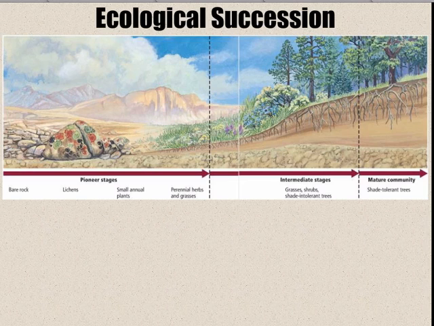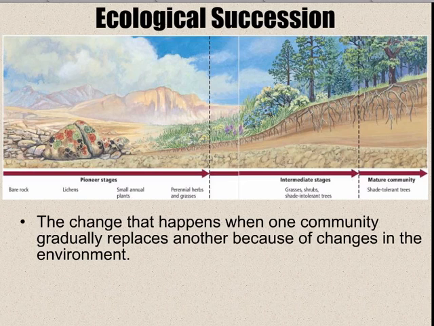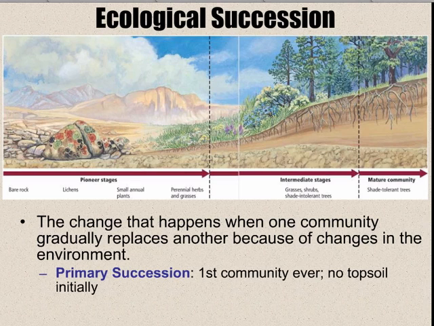All right, now that we've had the background information, we're ready to talk about what ecological succession is exactly. I introduced it at the beginning, but it's defined as the change that happens when one community, a population of different plants, animals, organisms, gradually replaces another because of changes in the environment.